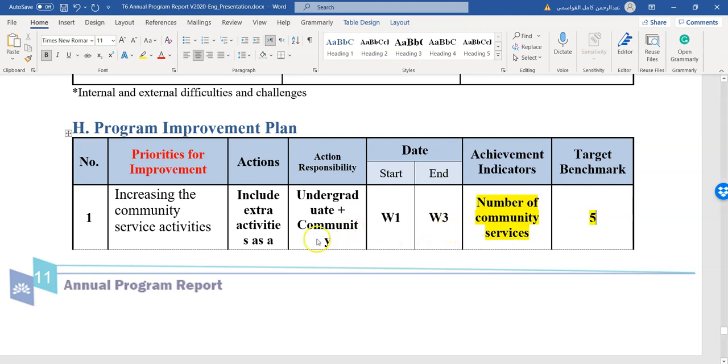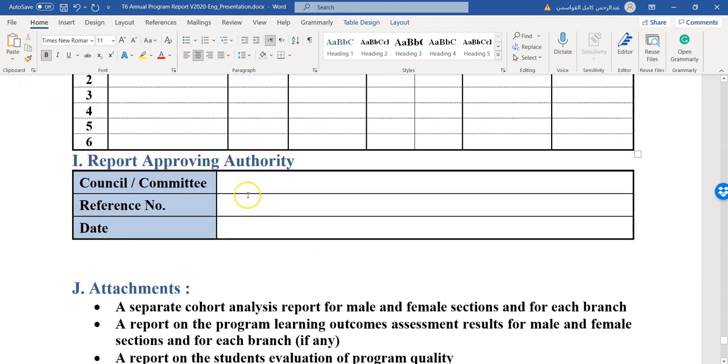So this is about the program improvement plan, and of course after finishing it you have to get approval by the department council. Right here, the department council, for example number 20, date is for example 15 June 2021.